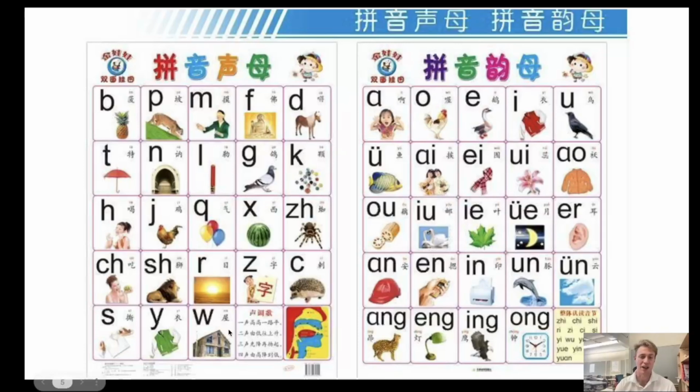I and u are actually identical to two of our 韵母 over here, I and u. We just write them with this at the beginning of a sound, the beginning of a syllable. Let's move on to our 韵母. Again, we can just pronounce them after me.